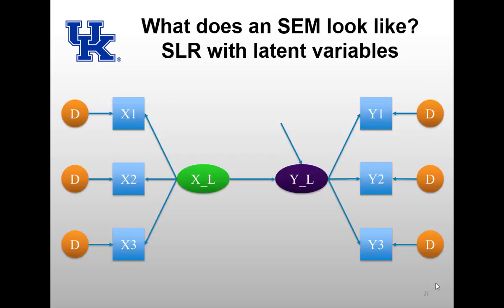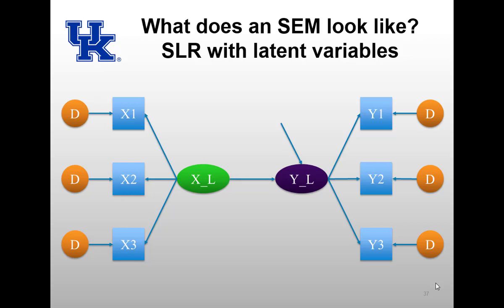So what does an SEM look like in a regression context? Our full model is very complex, so I want to show you a small model first. We're using the same variance labeling scheme as before. Orange is measurement error variance. Blue is observed score variance. Green is true score variance of the predictor, and purple for the outcome.